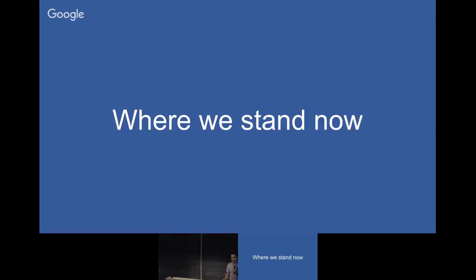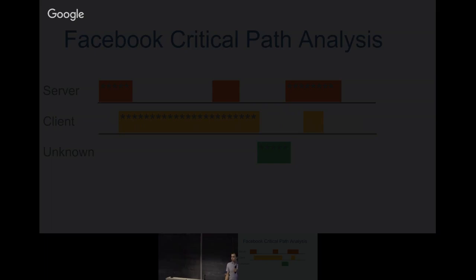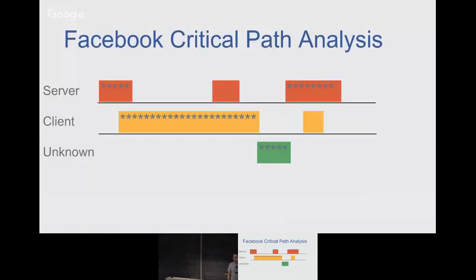So, a brief overview of where we stand now. In general, at Facebook, we try to do critical path analysis for a lot of our performance tooling. What we try to do is collect blocks of time for when things are going on, and then figure out which blocks are the ones blocking the critical path. In this example, we have some server blocks, some client blocks, and this unknown block. In this case I use stars, but we annotate what we think the critical path was.